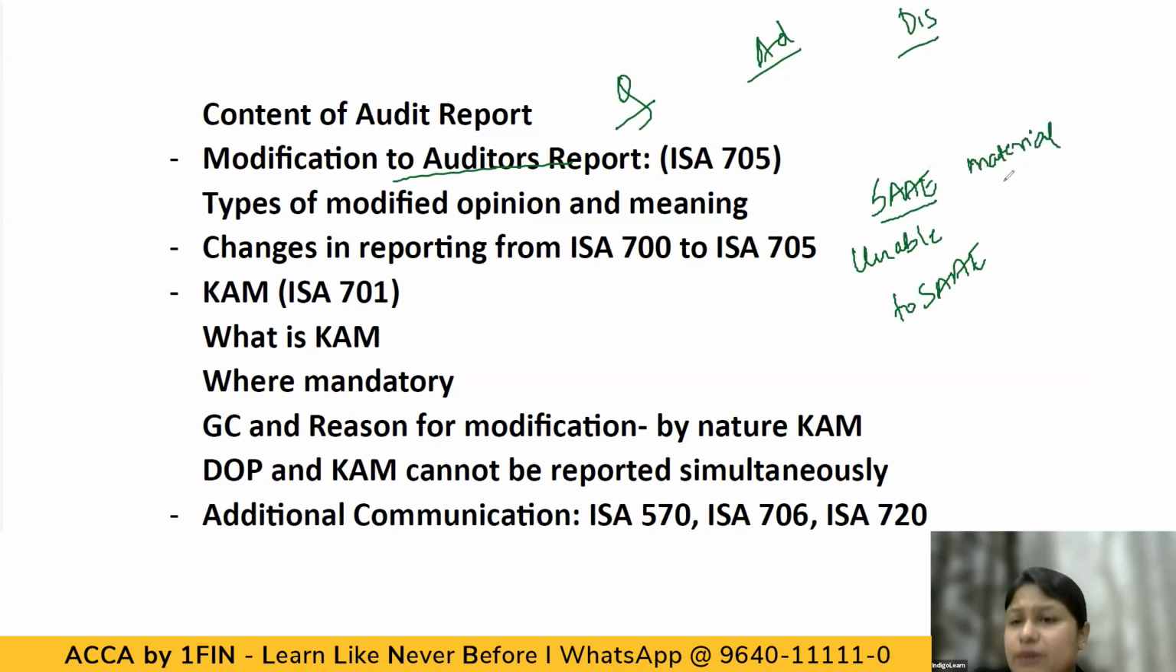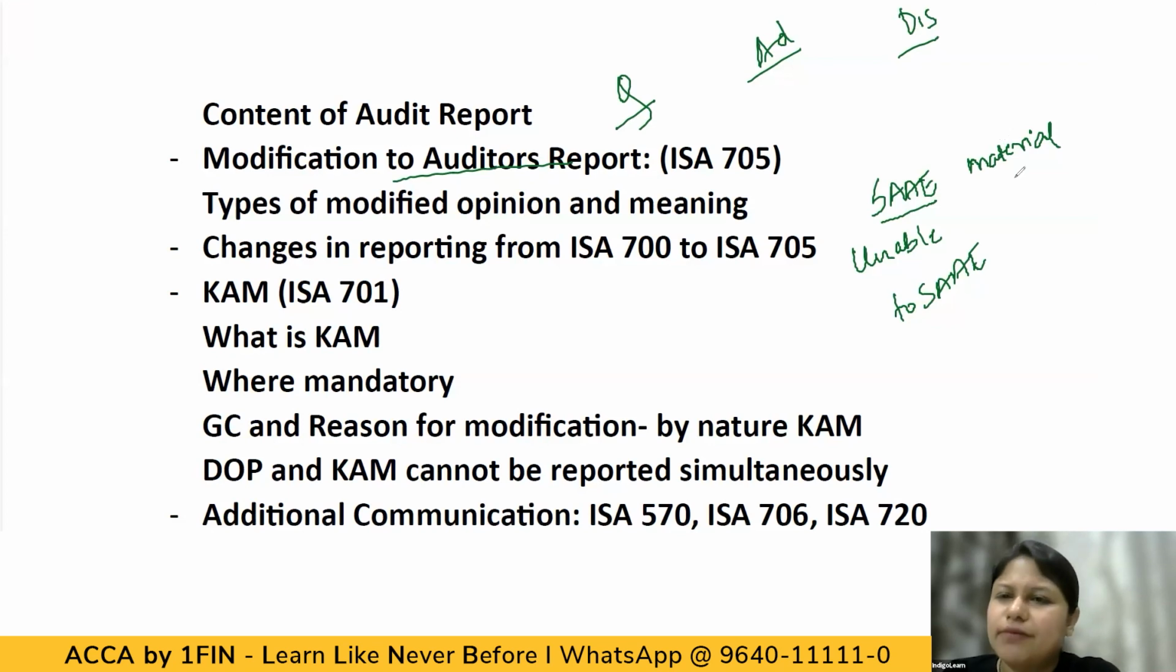Okay, if it is material, you should see whether it is pervasive or not. Pervasive means it is having an impact on the overall financial statement, or it is having an impact on only one item, but that one item is very material to the overall financial statement, or it is talking about a very important disclosure requirement. So it is something that is going to make the financial statement misleading. We call it a pervasive impact.